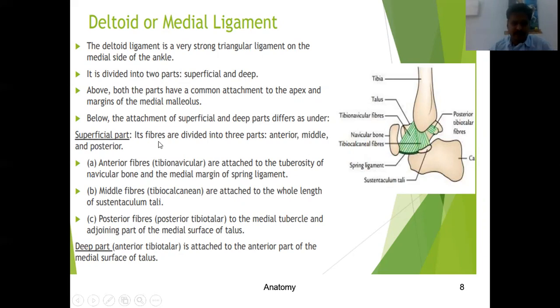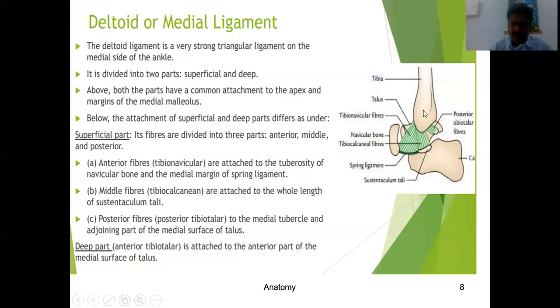Superficial part, the inferior attachments. It is again divided into three parts. We have the anterior fibers, the middle fibers, and the posterior fibers. The anterior fibers are tibio-navicular, from the tibia to the navicular bone. The middle fibers are tibio-calcaneal, from the tibia to the calcaneum. And the posterior fibers are posterior tibio-talar, from the tibia to the talus again.